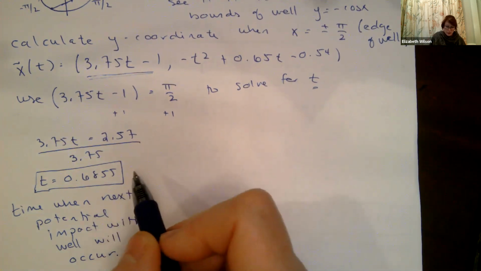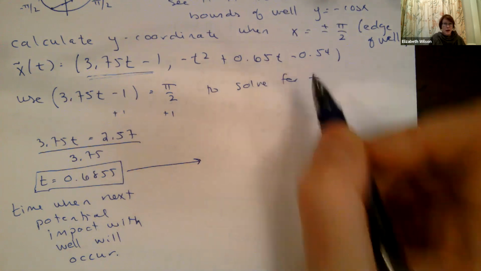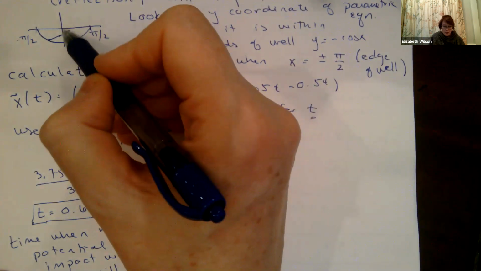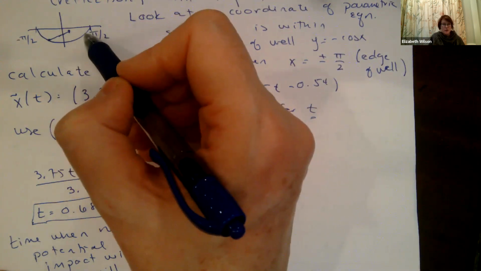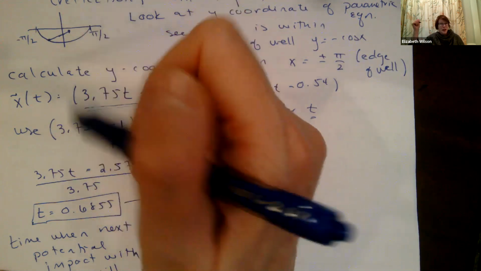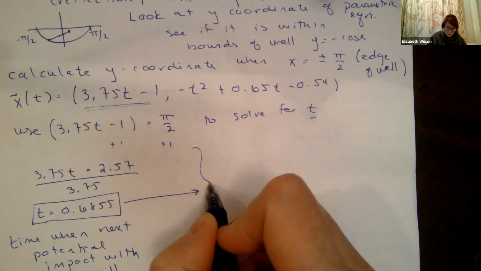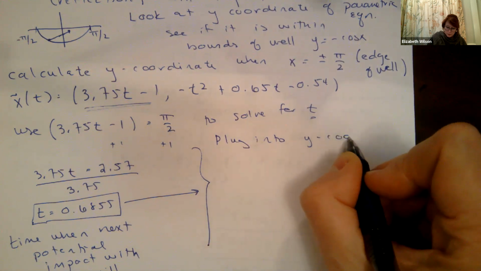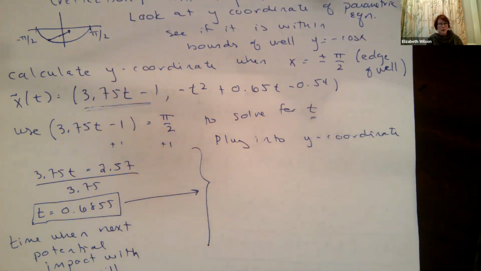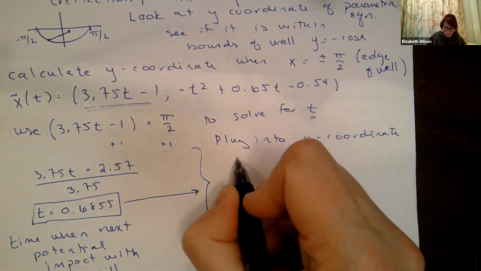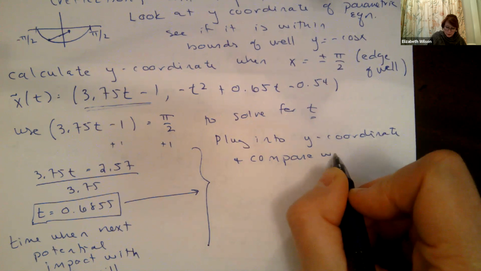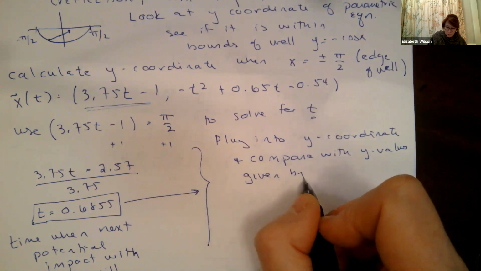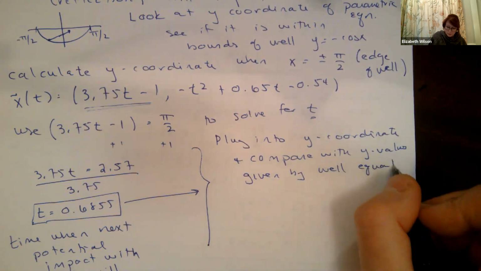So now we're going to use this t to plug it into the y and see, are we within our y range? Like if I get a y coordinate, is the y coordinate negative? If it's negative, that means I'm still within the bounds of my well. If the y is positive, that means, yay, I made it out of the well. All right, so I'm going to plug this into my coordinate, and then compare it with the y values given by the well equation.